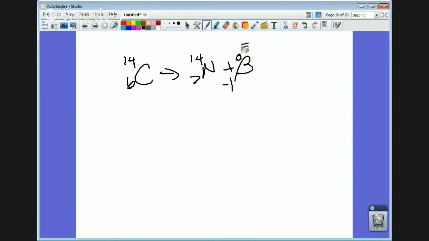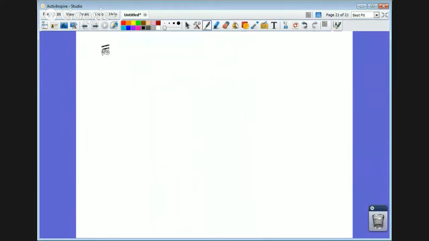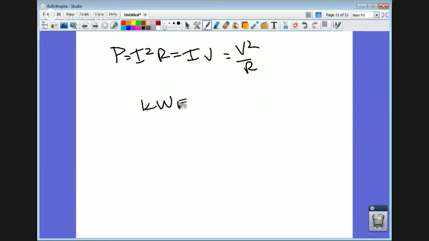Okay. All right, and then we had all of the electricity and magnetism stuff. I'm not going to get into a ton of detail on this because we've been talking about it a lot lately. Well, there's circuits too. Make sure you're comfortable with circuits. Power, I squared R, right? IV, V squared over R. Make sure you can deal with kilowatt hours, how much you pay for energy, right? So money per kilowatt hour.